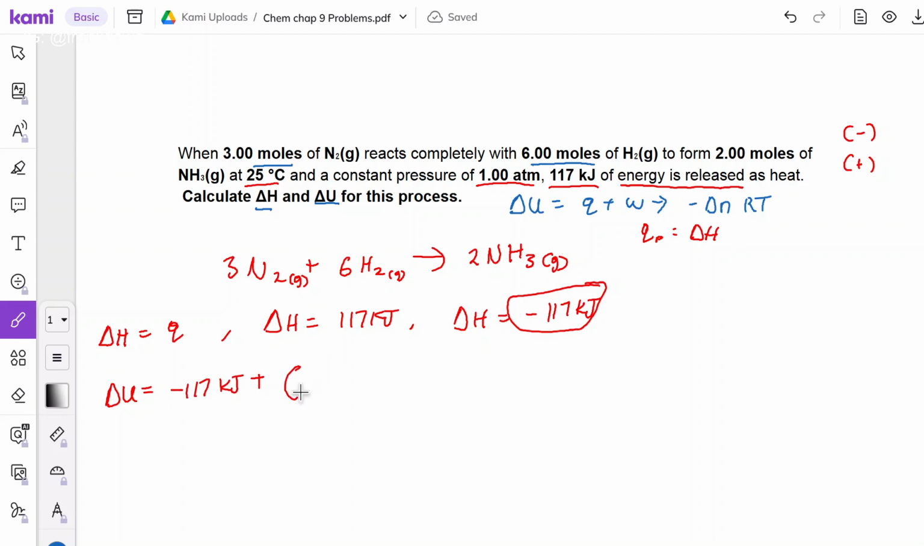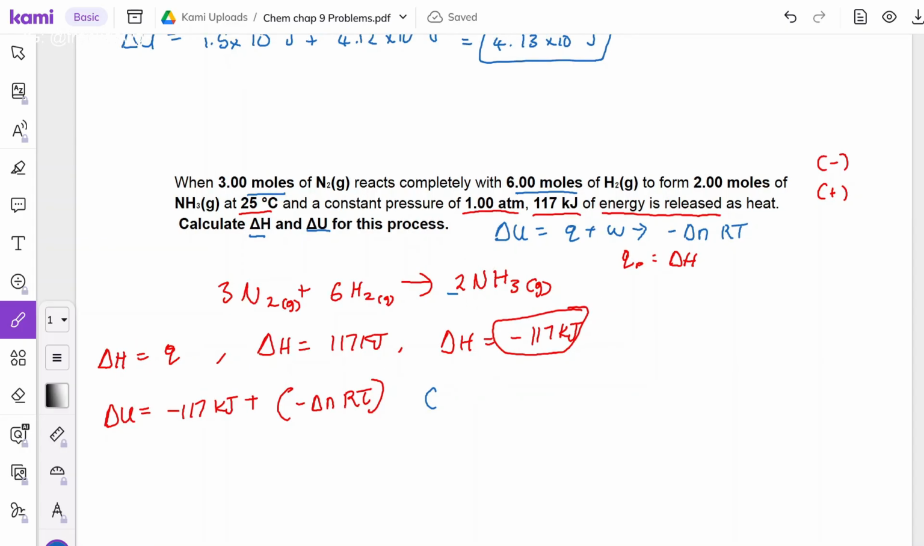And now, to find the internal energy, we know the Q is 117 kJ plus the work. We substitute in the work equation, which is the change in moles times RT. Now we try to solve for the work. And we know the moles, so it's products minus reactants. Every time in chem, it's always products minus reactants. If you look on this side, there are 2 moles of products minus 3 plus 6, which is 9 moles of reactants. So the change in moles is going to be -7.